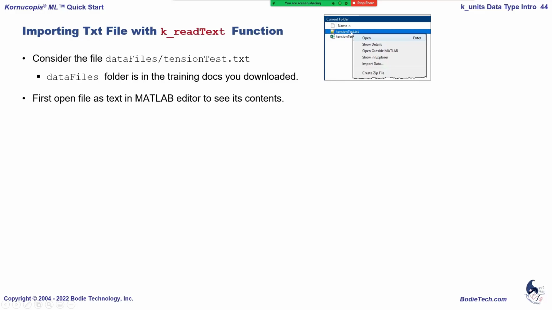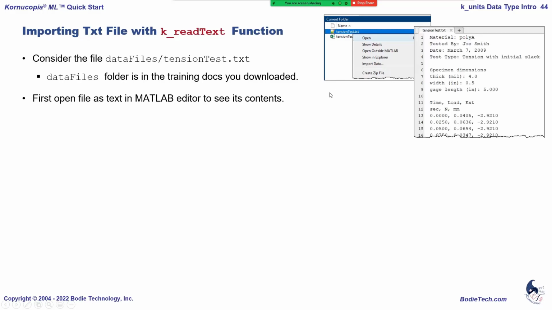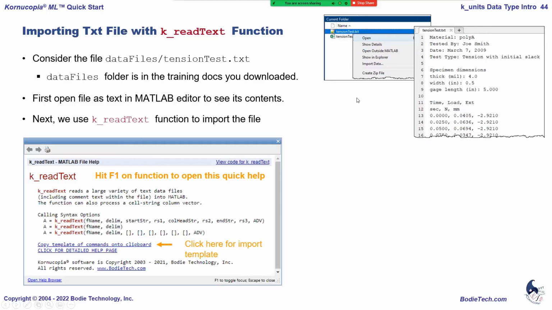Since it has a .txt file name, in MATLAB, in the current folder, I could right click and pick open, and MATLAB will open it up in the editor as a simple text file. So then we can see the nature of the data in its natural text format. This is the same data that we've been manipulating, but now we're going to read this into Kornucopia, and Kornucopia will be capable of reading all of it. So it'll read all this information, and then we can easily automate the extraction of additional information from this.